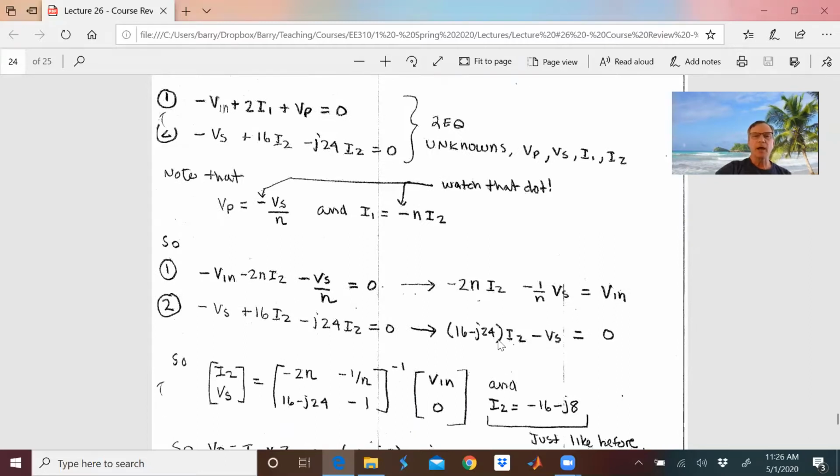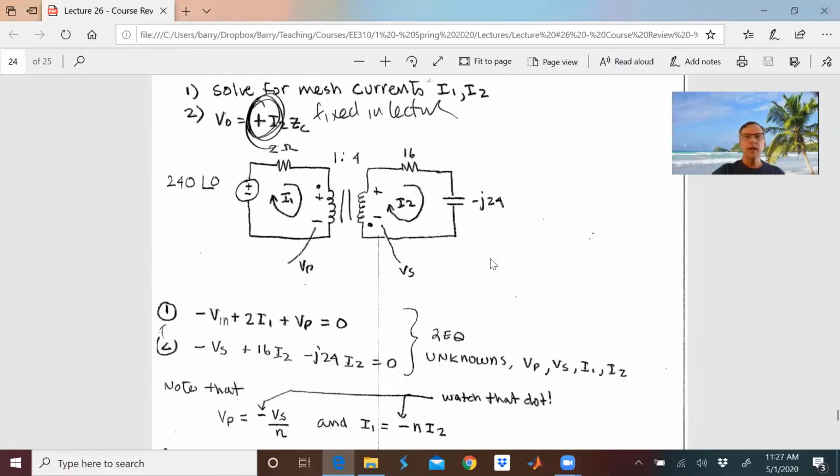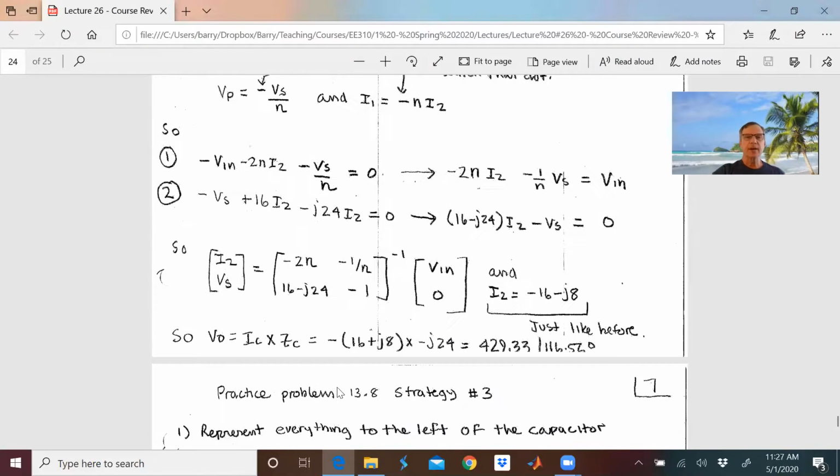And now I have two equations in two unknowns. And I would go on about how wonderful that is since I'm an old person, but I just did that 5 minutes ago. So I'll hold off on that. And I'm going to solve my equations. And I get I2 and V secondary.